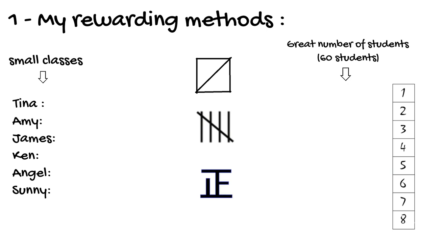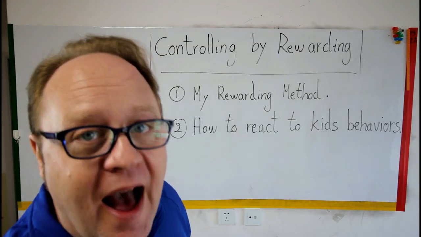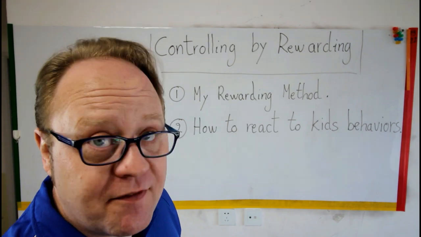So be careful when you choose a method. This method mustn't be an inconvenience. It mustn't be taking too much time in your class. So set up a rewarding method which is efficient and easy to set up. Two, how to react to kids' behaviors.